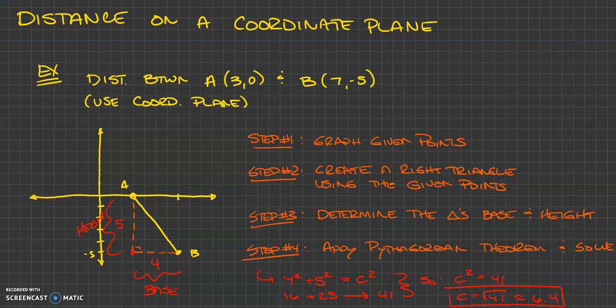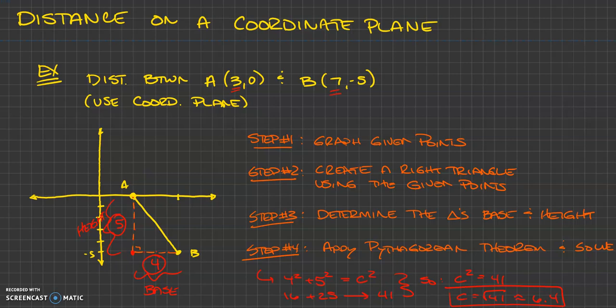I start here and I go 1, 2, 3, 4, 5. So it's 5 units high. Starting from B, 1, 2, 3, 4. That's 4 units. You could also look at it as my x-coordinate for A is 3. My x-coordinate for B is 7. What's the difference between the two? Well, that difference is 4.